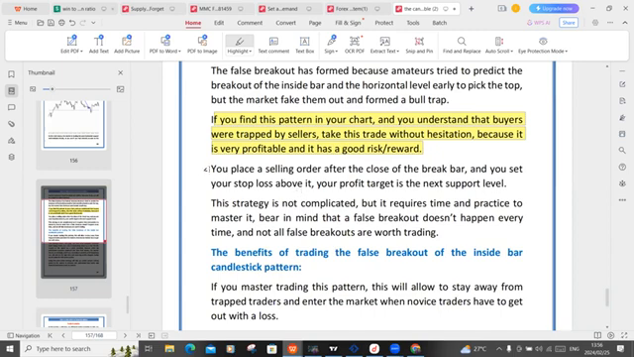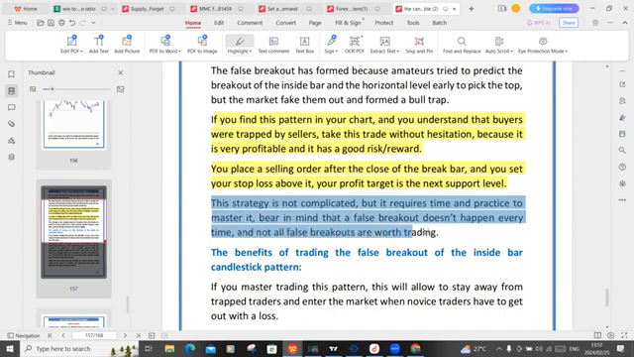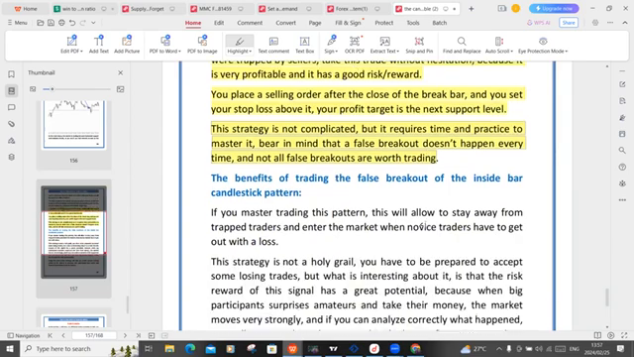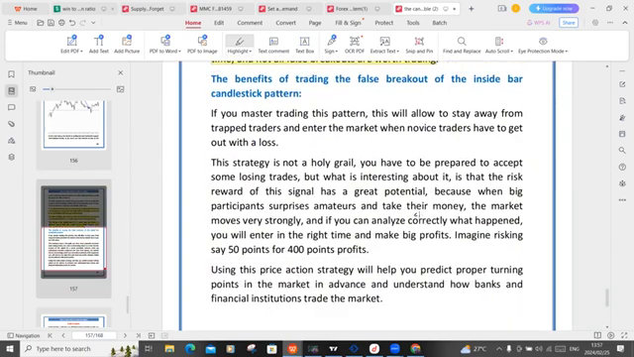Your profit target is the next support level. This strategy is not complicated, but it requires time and practice to master it, just like I mentioned. Bear in mind that a false breakout doesn't happen every time, and not all false breakouts are worth trading. These are all the points I was stressing, and that's what the author is saying.